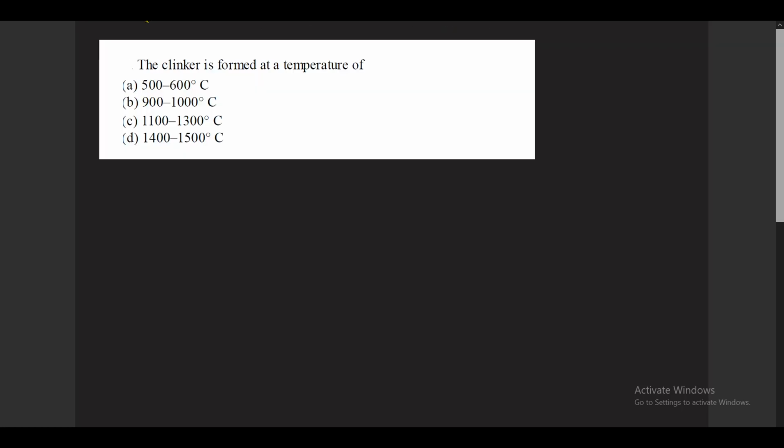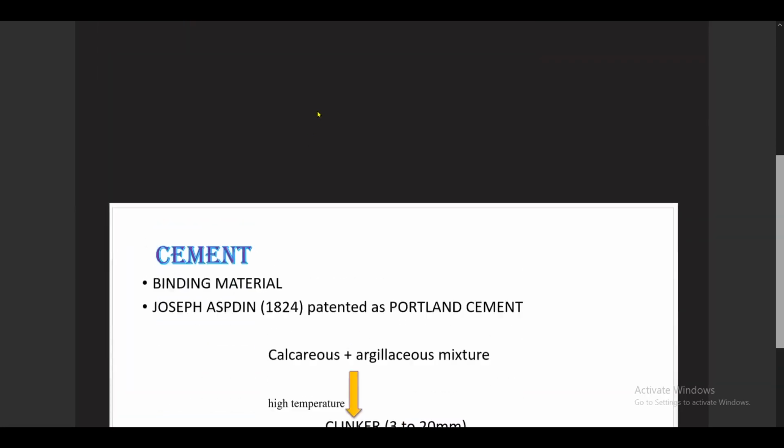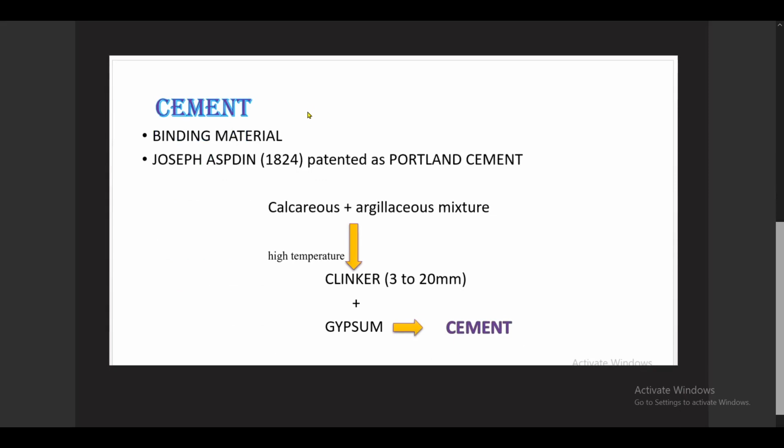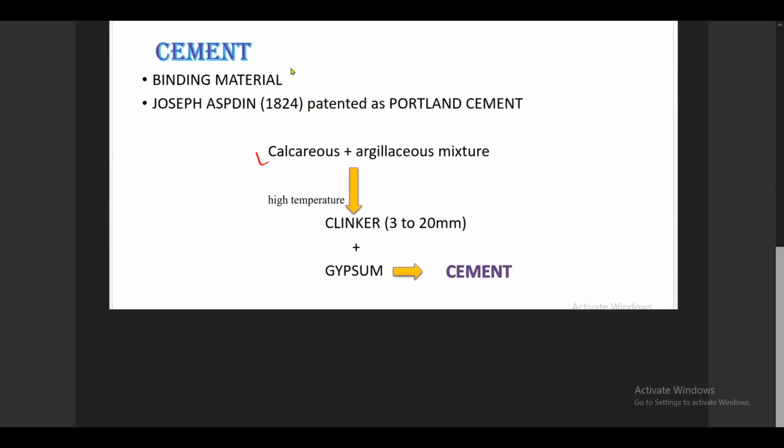What is that question? The clinker is formed at a temperature of. Now you all know the manufacturing process of the cement, correct? You must have read that. Here the calcareous and argillaceous material mixture is prepared, their slurry is prepared, and depending upon their percentage, they are given a higher temperature, and after that they form the clinker, correct? Clinkers are nothing but nodules of size 3 to 20 mm.